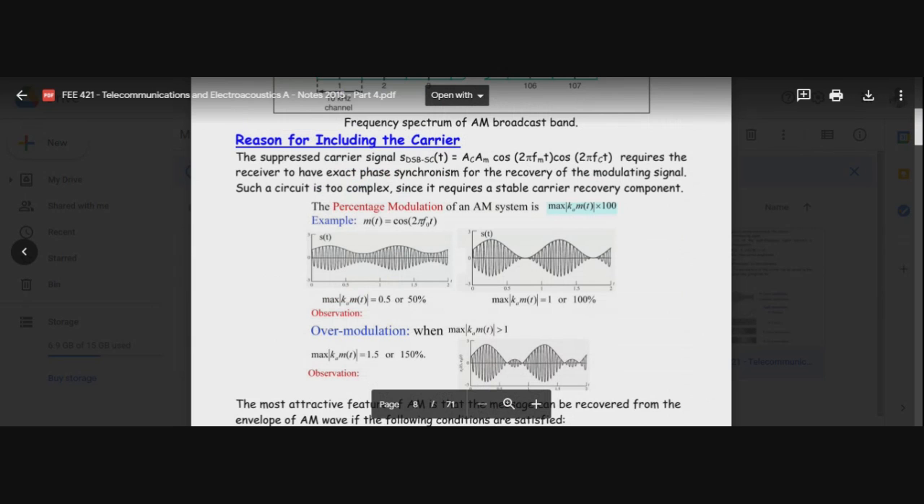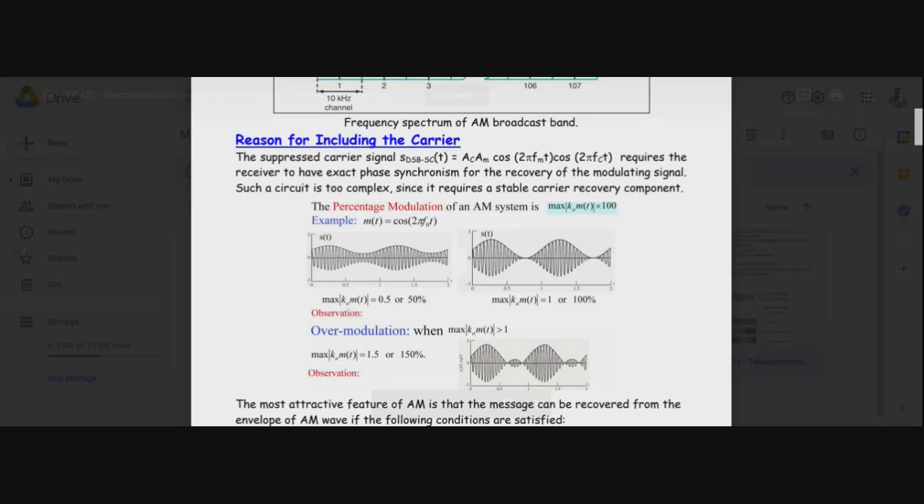In the suppressed carrier modulation, you will find that the envelope... I don't know whether you know what the envelope is, but let's look at this diagram. There's a diagram where we are saying, for example, m(t) equals cos 2πf0t, and you can see that there are some parts where the signal's amplitude is high, and there are parts where the amplitude is down.